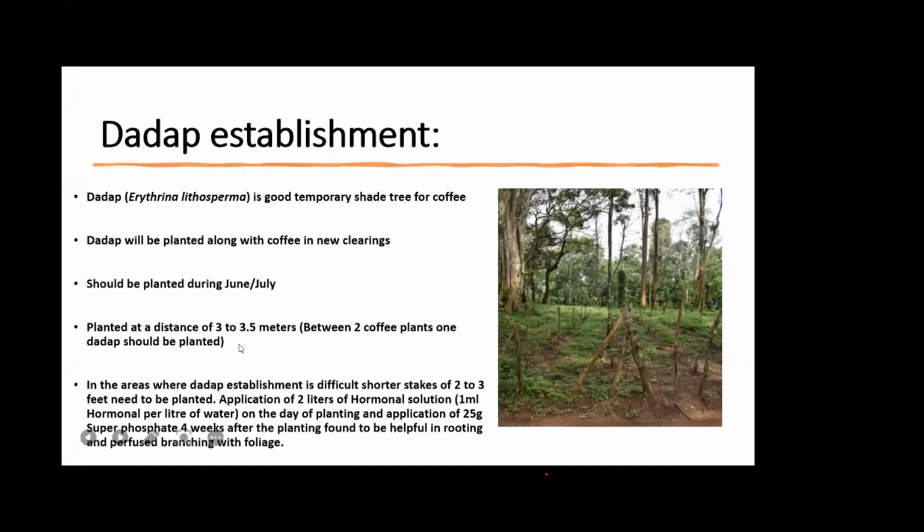So you have to plant at a distance of 3.5 meters. It means that if you are planting 2 plants, in between the 2 plants you have to plant one of the Dadaps, till the coffee becomes self-shading. Till that time, you have to maintain this Dadap, because baby care is very important here.